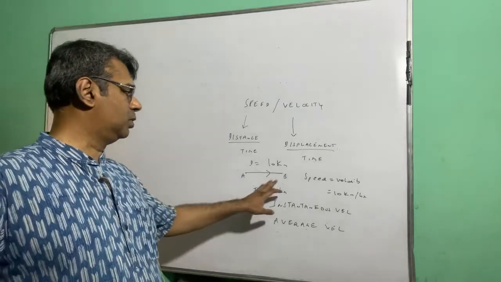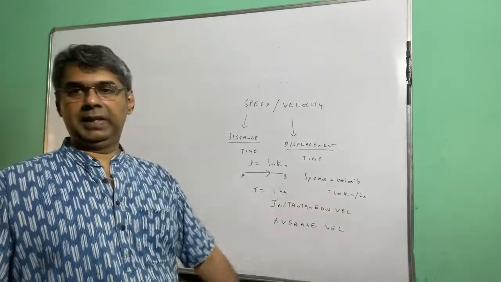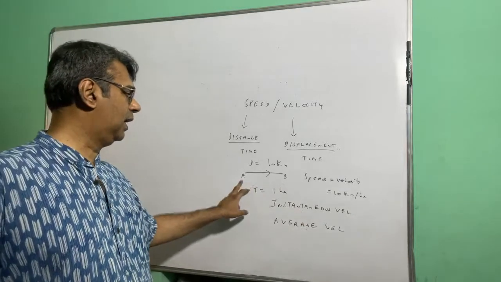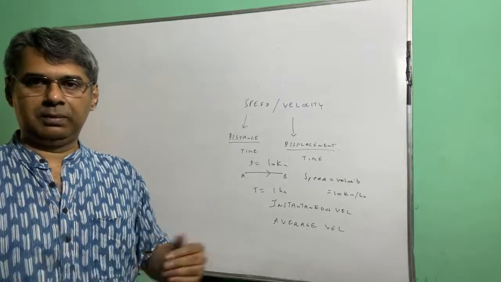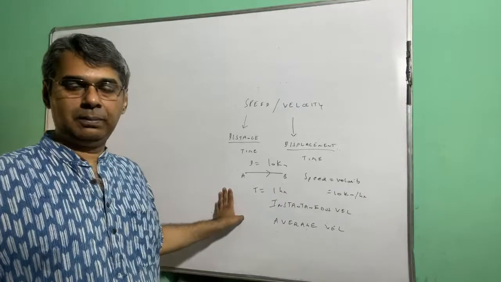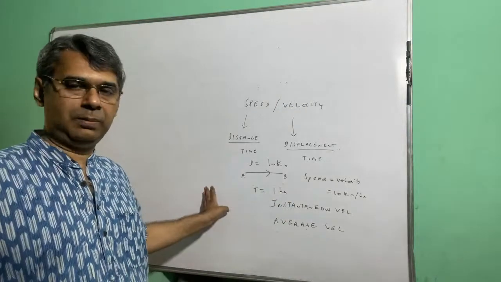So if the body is going from A to B, it is going with a velocity of 10 km per hour from A to B. So the instantaneous velocity while it was going from A to B was, let us say, plus 10 km per hour. I am taking this as plus. Now when the body is returning back from B to A, the instantaneous velocity will be minus 10 km per hour because it is going in the opposite direction.